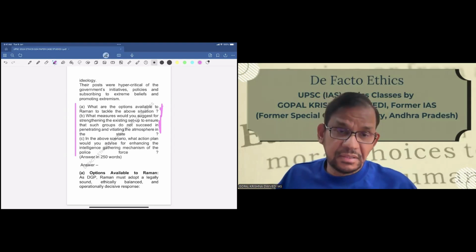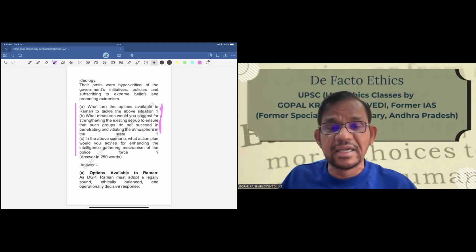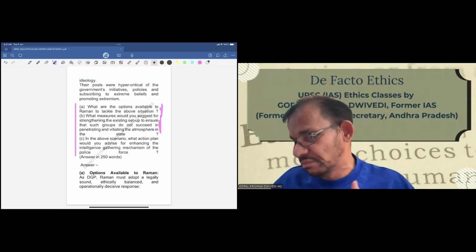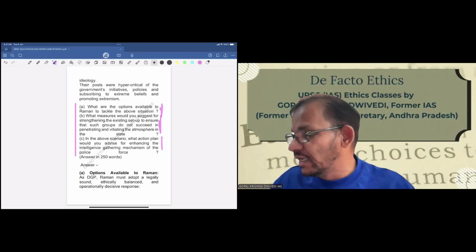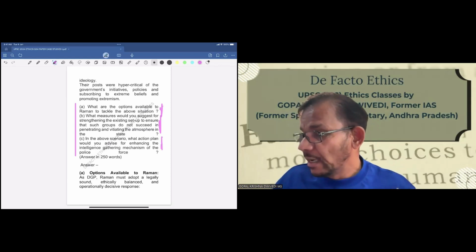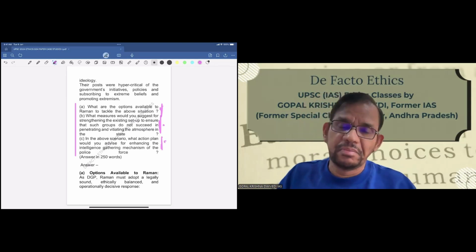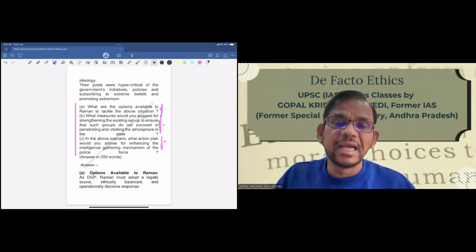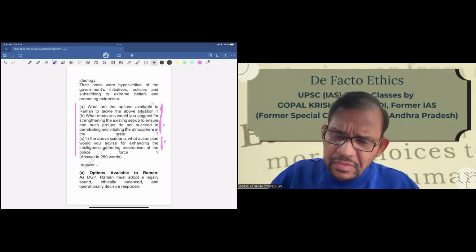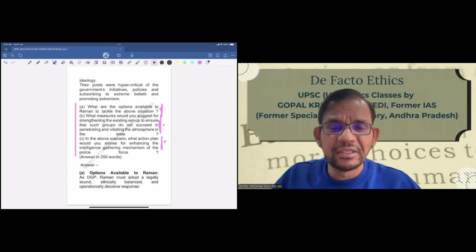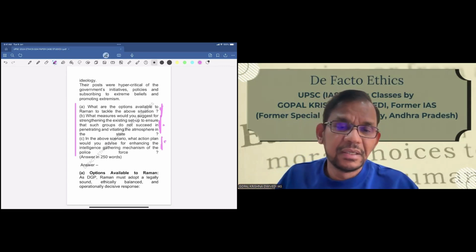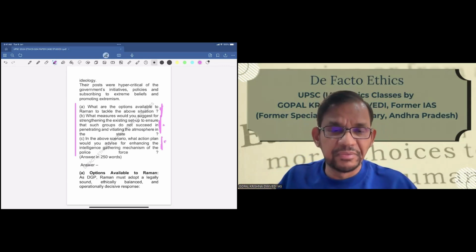Now, third is, see, in the above scenario, what action plan would you advise for enhancing the intelligence gathering mechanism of the police force? So basically, there are two parts in actions to be taken. One regarding intelligence is C, and for strengthening the existing setup to ensure that such groups do not succeed is B. So B and C are both basically the actions to be taken, and A is what are the options available. So now let us try to understand what are the options available and what actions will be taken. And this we have to answer in 250 words.